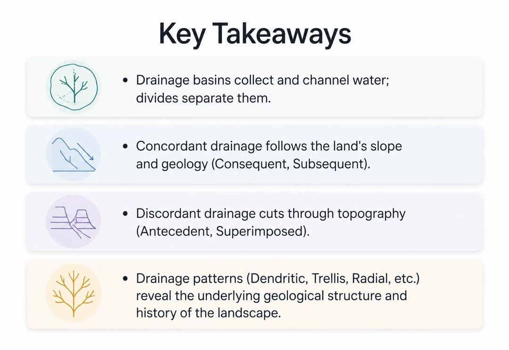To wrap up our discussion on drainage systems, remember that drainage basins act as massive funnels for water, separated by elevated drainage divides. The rivers within them can be concordant, meaning they follow the natural slope and geology, or discordant, where they stubbornly cut through uplifting or buried rock structures. Ultimately, the geometric patterns these rivers form, whether dendritic, radial, or deranged, give us incredible clues about the underlying geology and the deep history of the landscape.